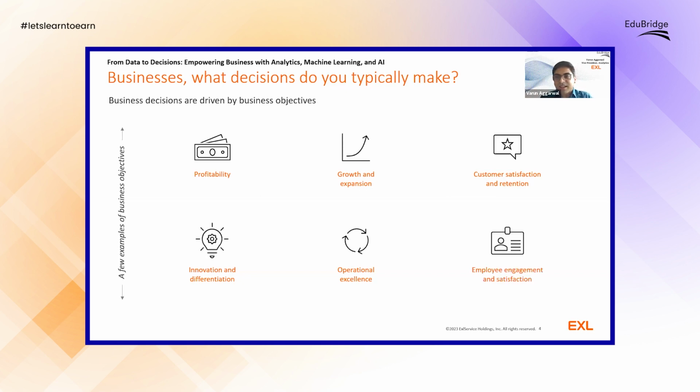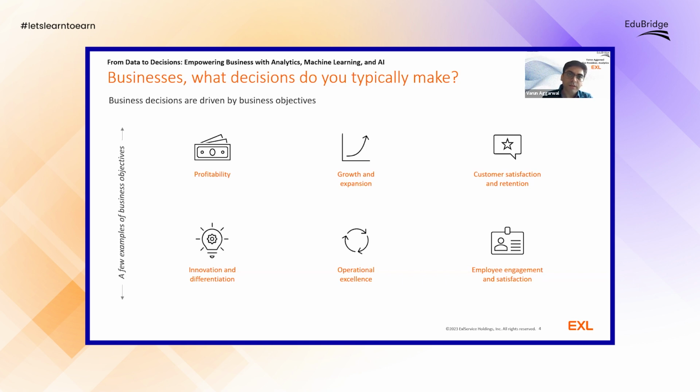Last but not the least, employee satisfaction and engagement. That's also of paramount importance for any business to thrive, right? And there are other objectives as well, like corporate social responsibility. Then you have to be compliant. You have to manage the risk. But I'm just talking about a few examples right now, just to give the perspective of how CROs, CXOs, CEOs, CMOs think. So all these objectives actually help zero down to the specific decisions that they need to make.